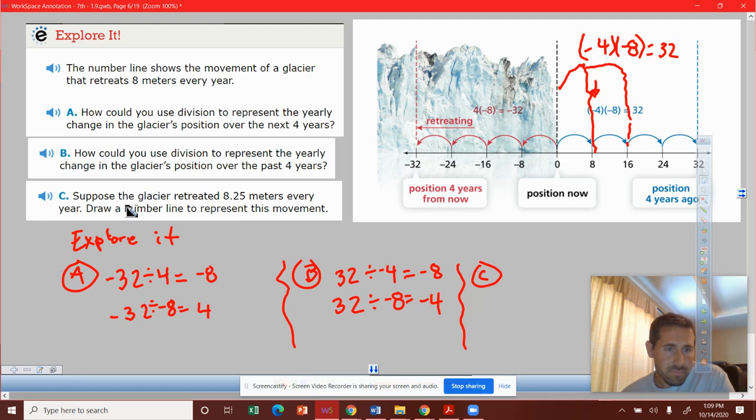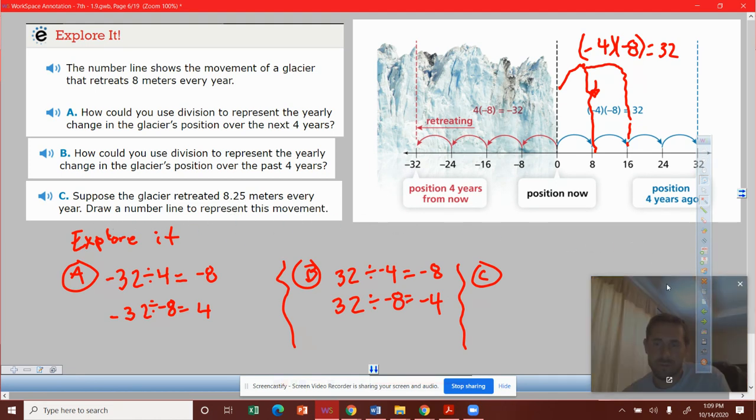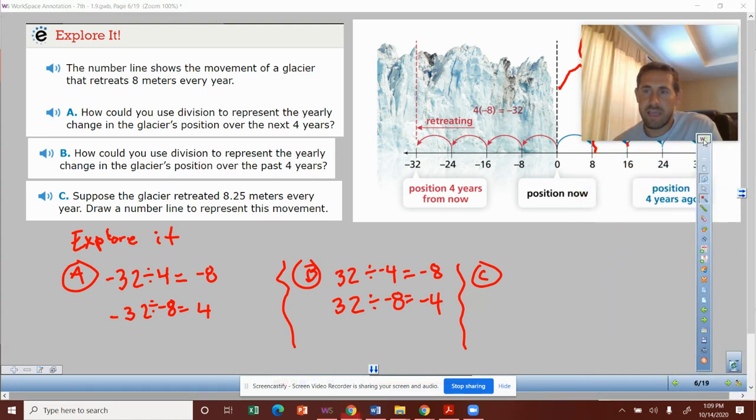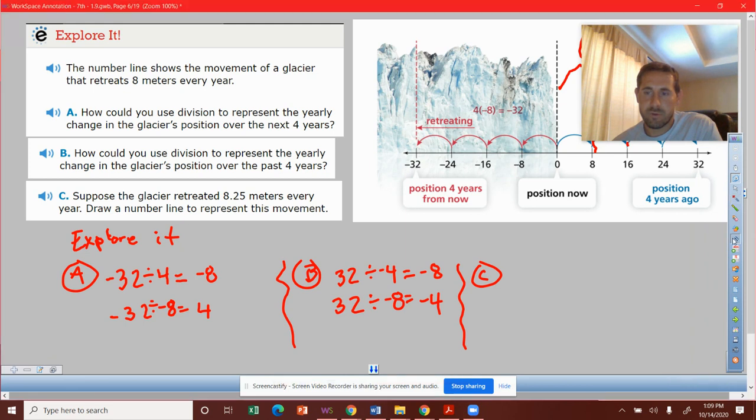All right. Next, suppose the glacier retreated 8.25 meters every year. Draw a number line to represent this movement. See if I can, hopefully that actually moved for you. So I'm going to draw a number line.